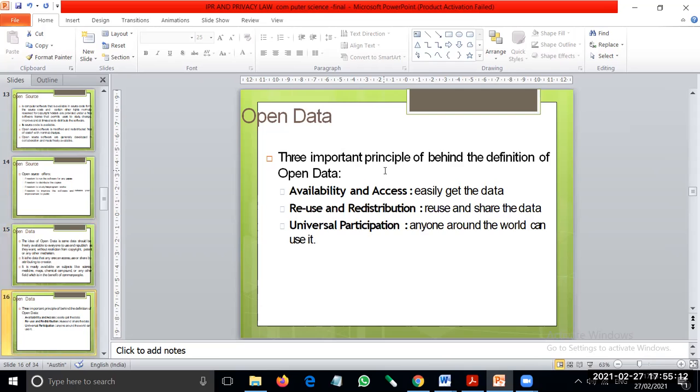ओपन डेटा में कुछ चीजें और है. Some important principles behind the definition of open data. Availability and access: अवेलेबिलिटी एंड एक्सेस मीन्स the data is easily available and you can use it. एक्सेस का मतलब है यूज. Reuse and redistribution also. When you are using it, you can reuse also. Distribute भी कर सकते हो. Then participation. Anyone around the world can use it. कोई भी इसको यूज कर सकता है. Anyone can use it.